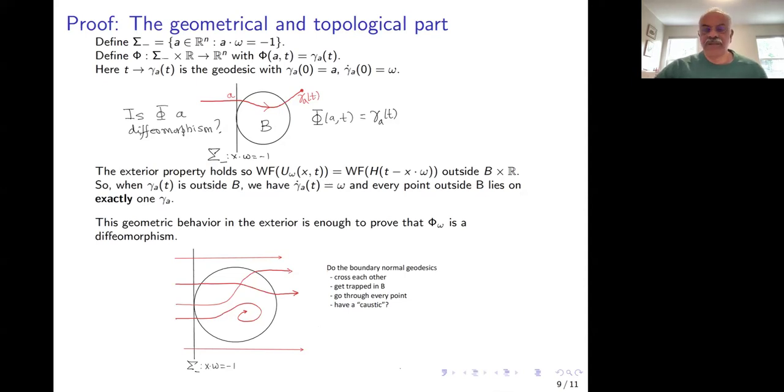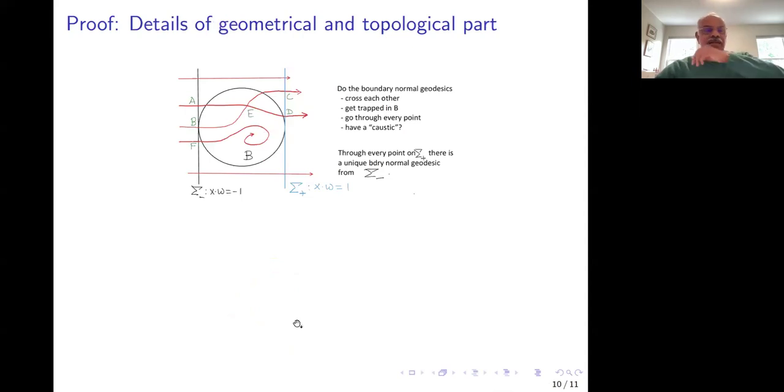So how does that argument work? There is an intermediate result which we study. One of the things we want to show is that there are no trapped rays. That is important for us. So what we do is, this is the hyperplane x dot omega equals -1. Things are going from there and they're crossing sigma plus.